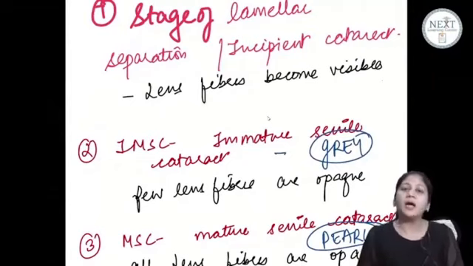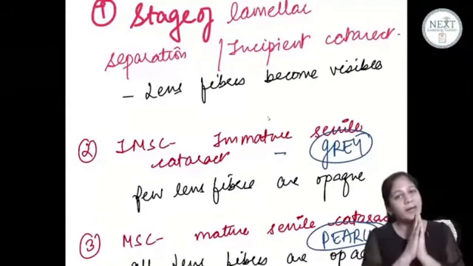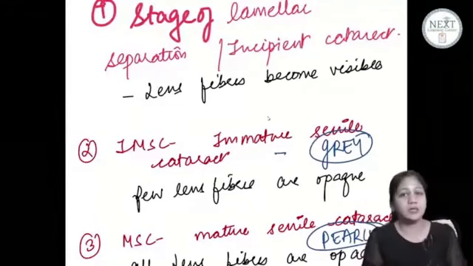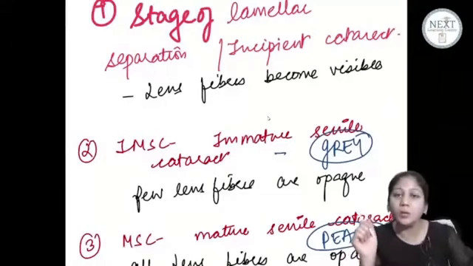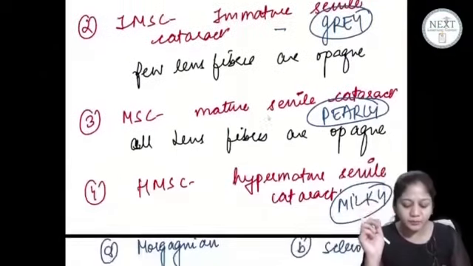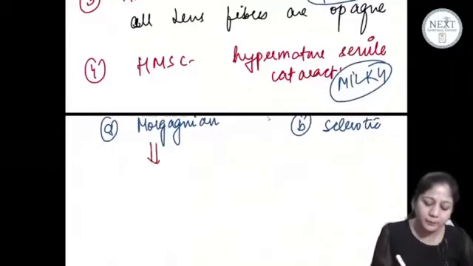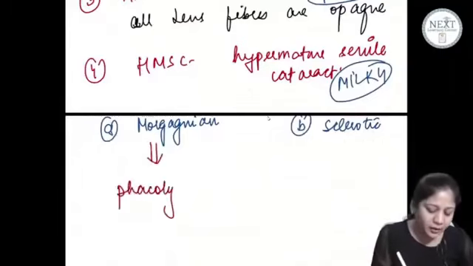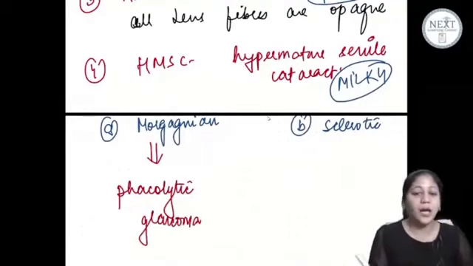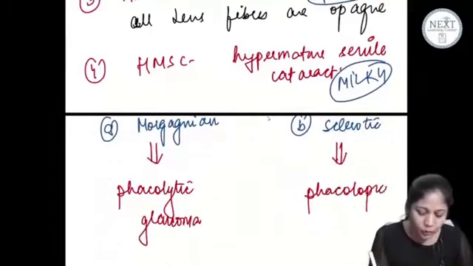Chalo, now let's talk about the hypermature. So guys, what do we understand by the word hypermature? Here, your lens is totally opacified, but this time the capsule shows the changes. Okay, and because the changes are now occurring in the capsule, there will be some complications. So please write down. Morgagnian cataract is associated with the complication which is called phacolytic glaucoma. And sclerotic cataract is associated with the complication which is called phacotopic glaucoma. Okay? These are the complications which occur.